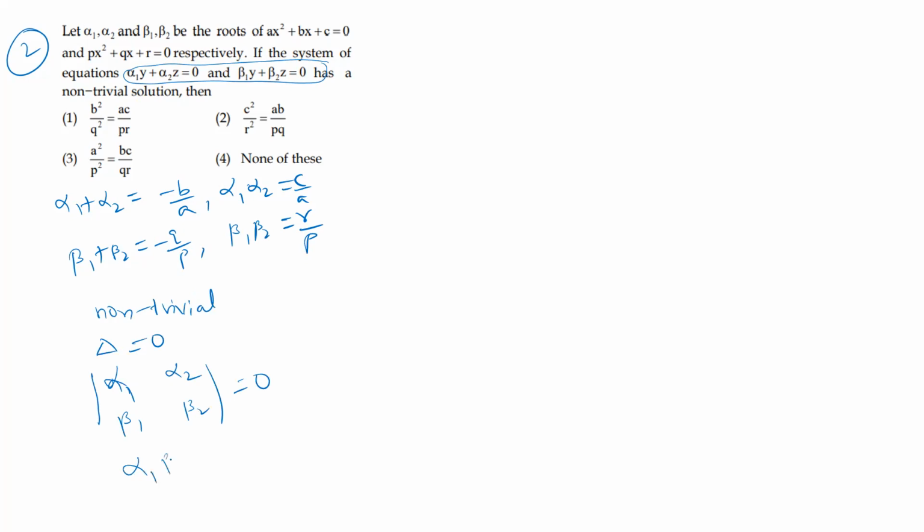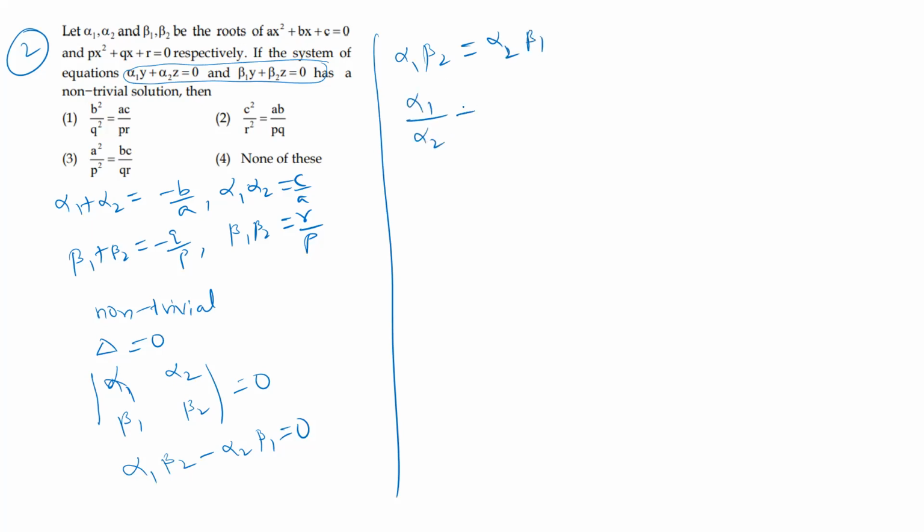Now expand this determinant. Alpha 1 beta 2 minus alpha 2 beta 1 equal to 0. From this, alpha 1 beta 2 equal to alpha 2 beta 1. Now I'll find the ratio between alpha 1 and alpha 2, beta 1 by beta 2. Here we can change it the other way also. For each root in each equation, alpha 1 by beta 1 is equal to alpha 2 by beta 2. That means clearly the roots are in the same ratio.